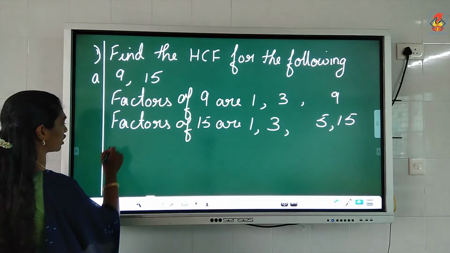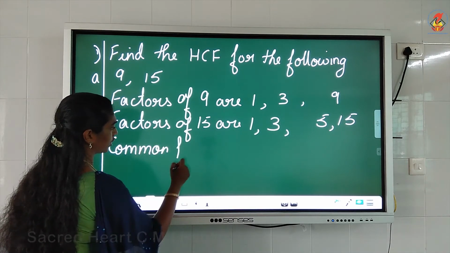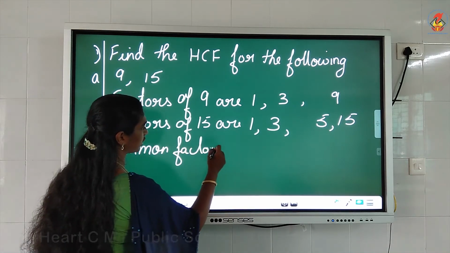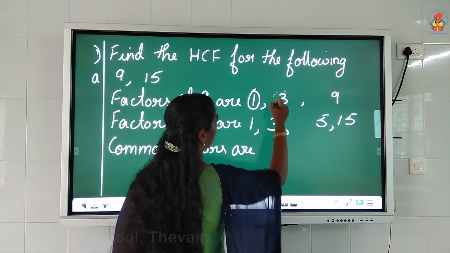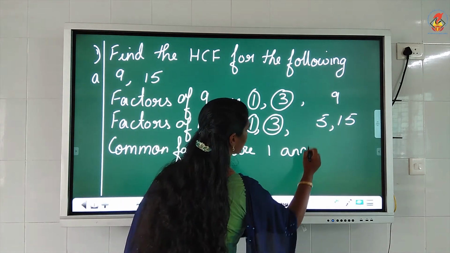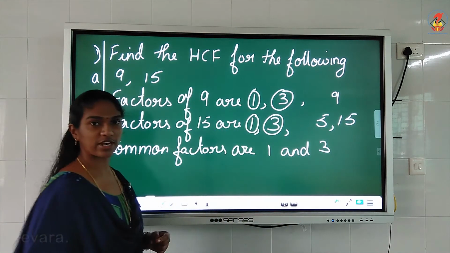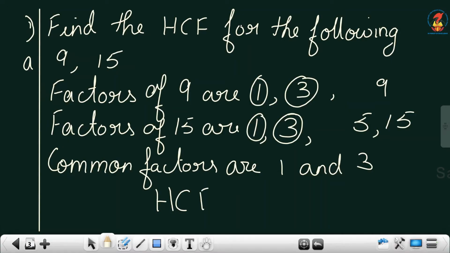Now, from this, which are the common factors? Which are the common factors, children? Common factors are 1 and 3. These are the common factors, 1 and 3. Now, what will be the HCF? Highest common factor. What will be the highest one? Which is the highest of 1 and 3? 3 is highest. So, 3 is the highest common factor.